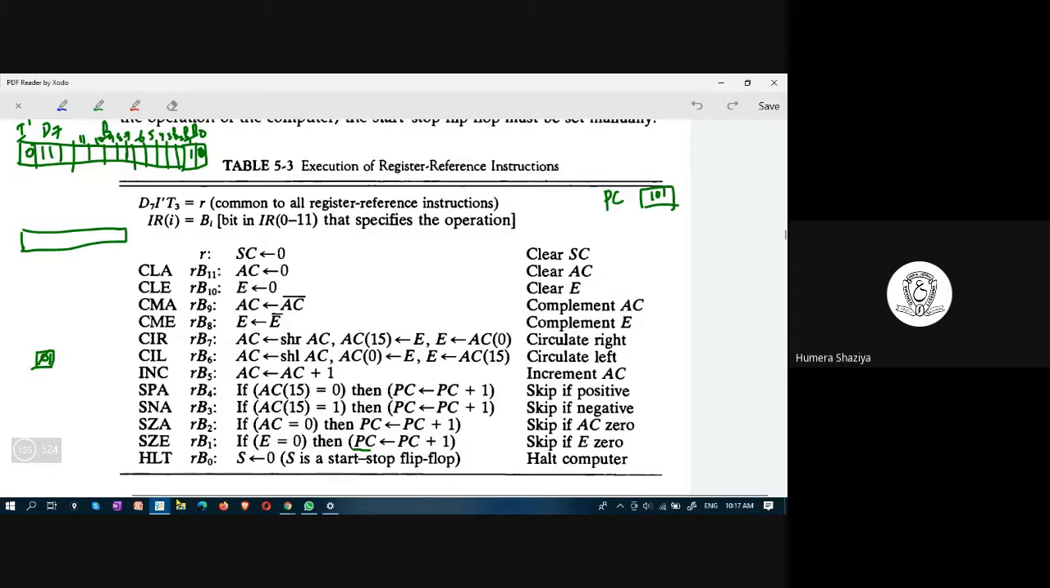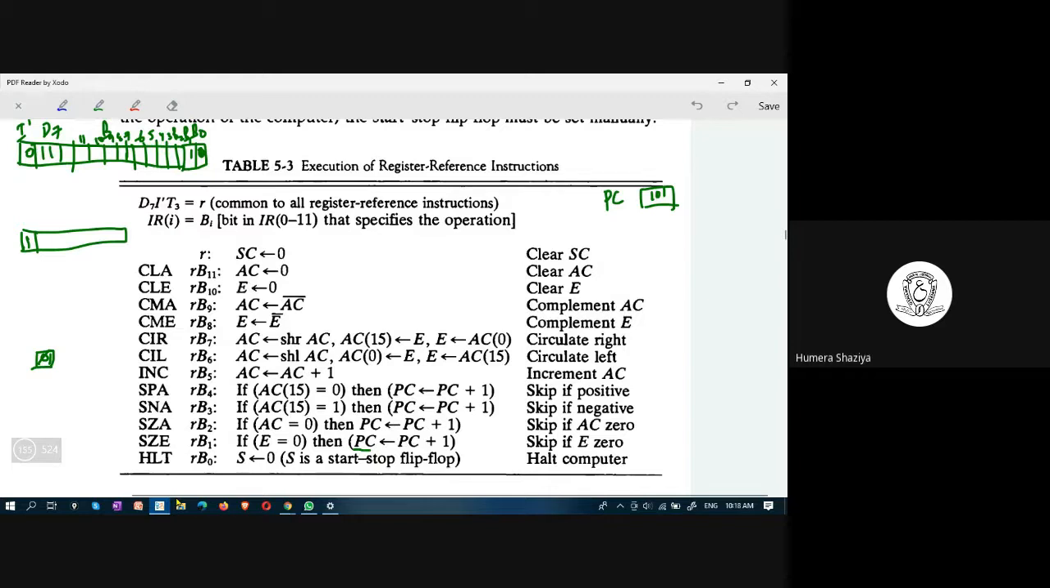SNA. What is SNA? If AC of 15 equals 1. AC of 15 is the high order bit. If this is 1, it means that the number is negative. If the number is negative, we are skipping the instruction by incrementing its address.